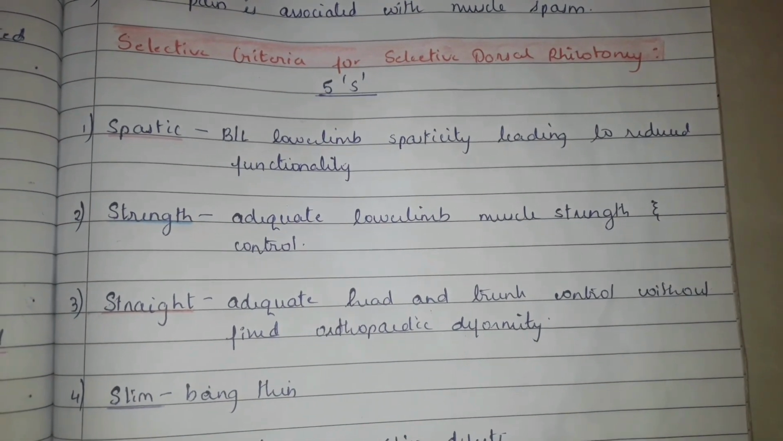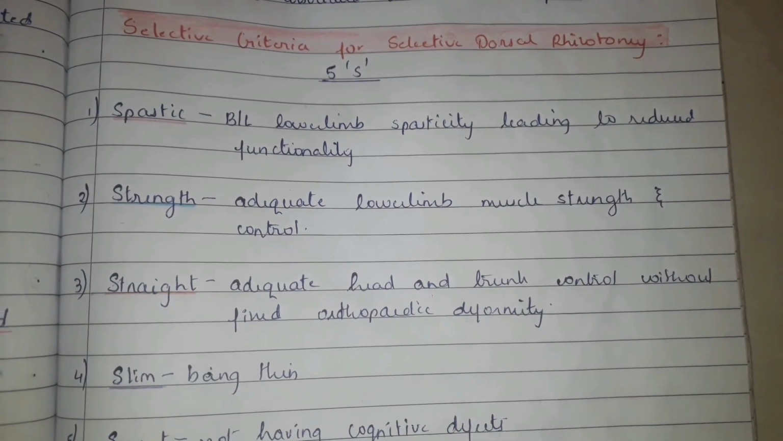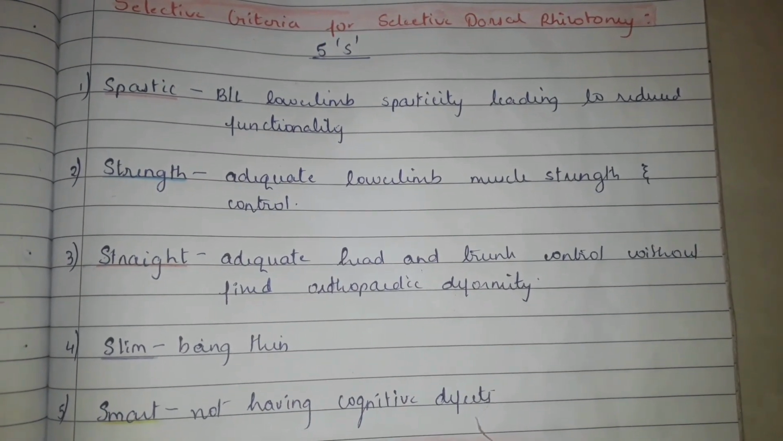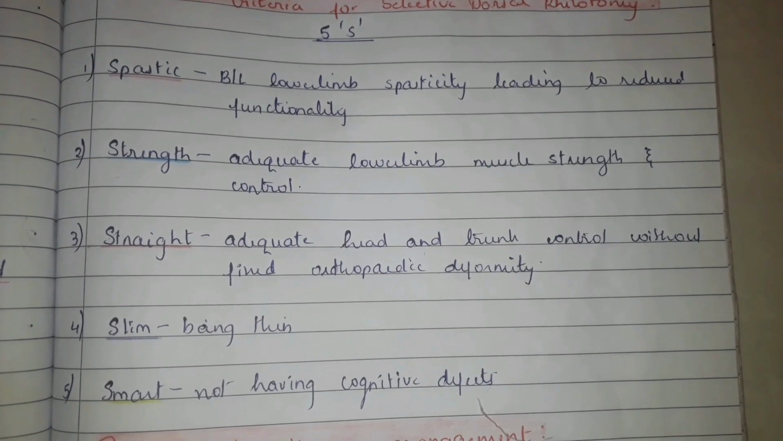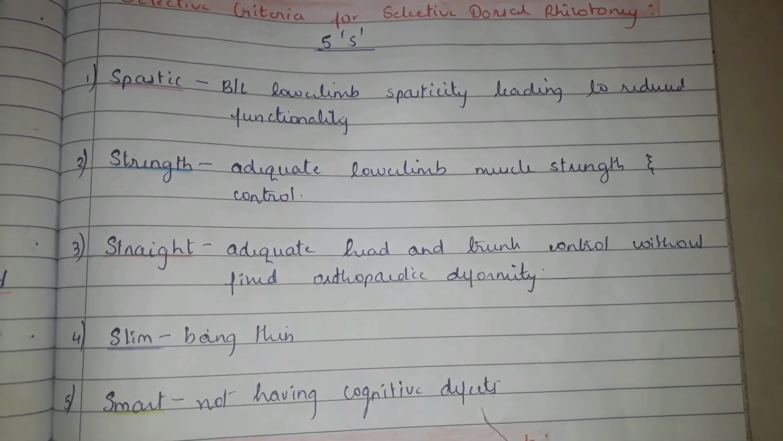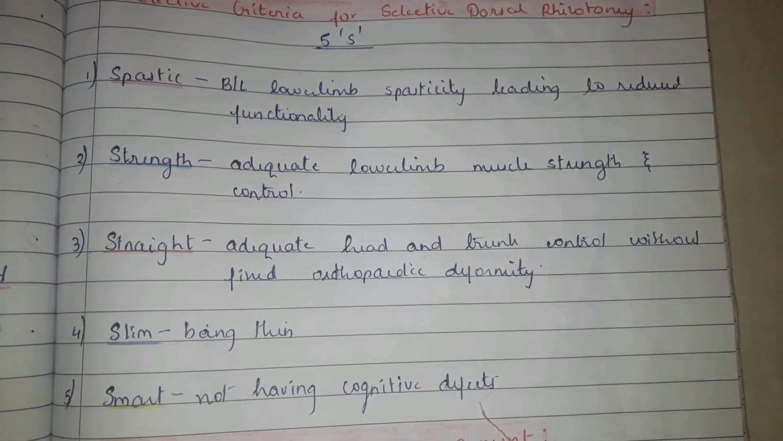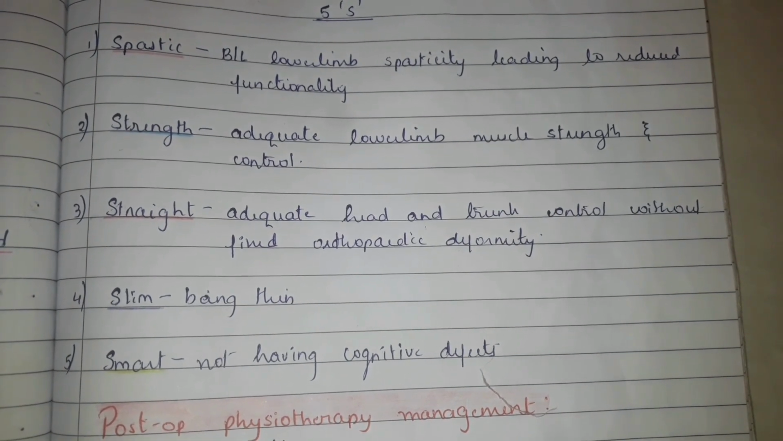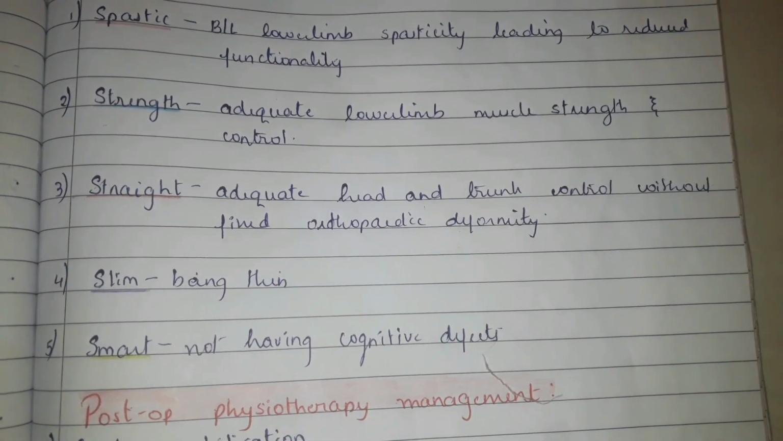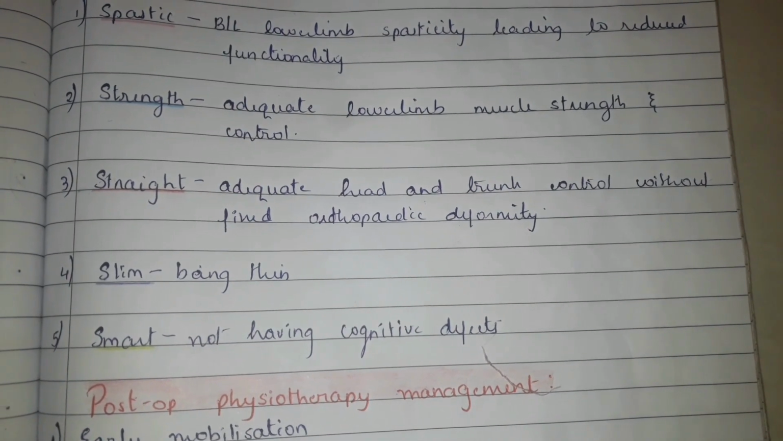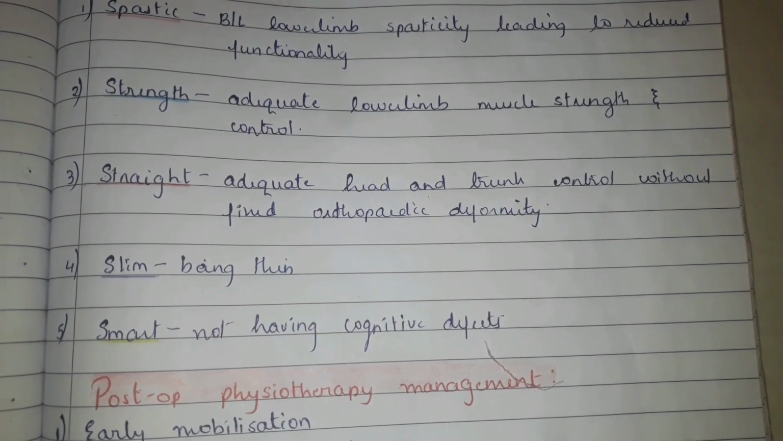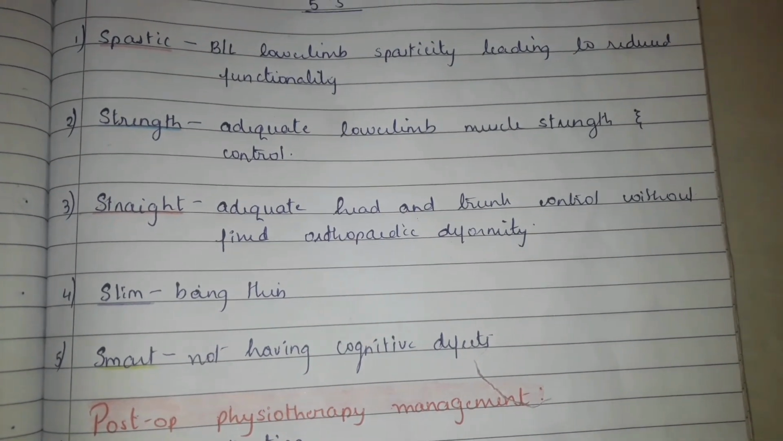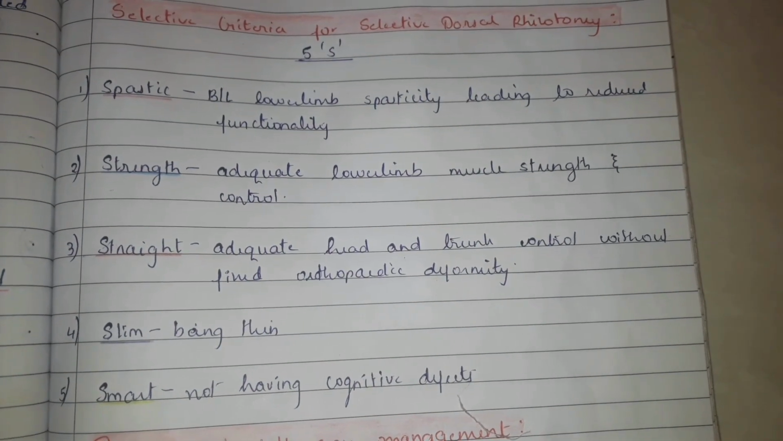Selection criteria for selective dorsal rhizotomy. You can remember this by 5S, that is spastic, strength, straight, slim and smart. Under spastic, there is bilateral lower limb spasticity leading to reduced functionality. Strength, adequate lower limb muscle strength and control should be there. Straight, adequate head and trunk control without fixed orthopedic deformity. Slim, the patient needs to be thin. And smart, the patient shall not have any cognitive defects.